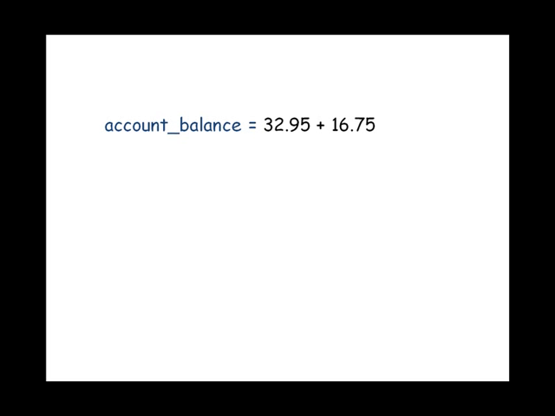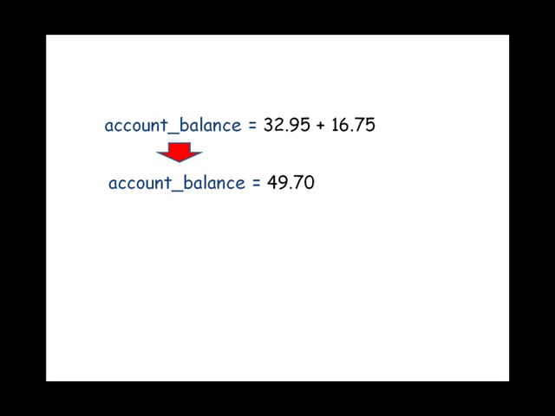In this example, we're going to add two numbers, 32.95 and 16.75. It's the result of that addition which is going to be placed into the variable on the left, account_balance. When we add those two numbers up, we get a new value, 49.7. Once we have a single numeric value, we can place it into the variable account_balance.